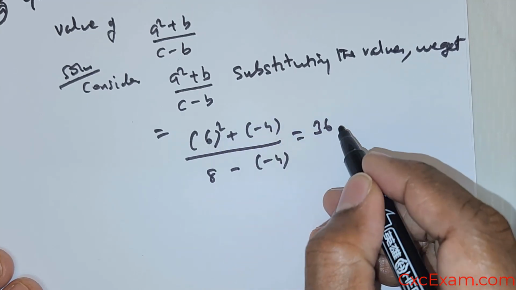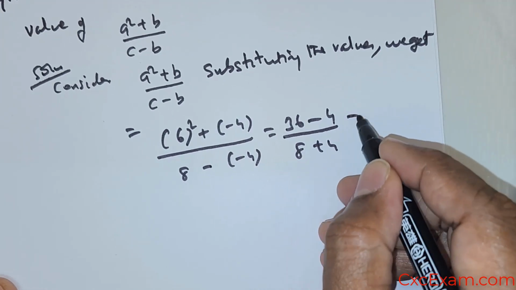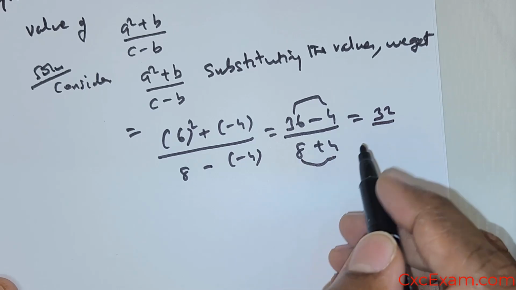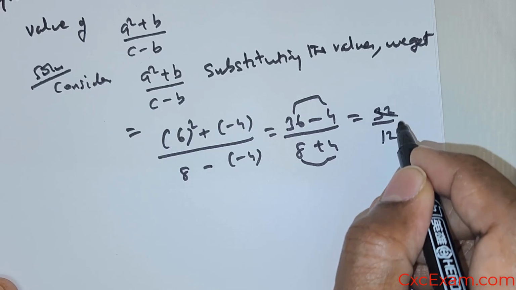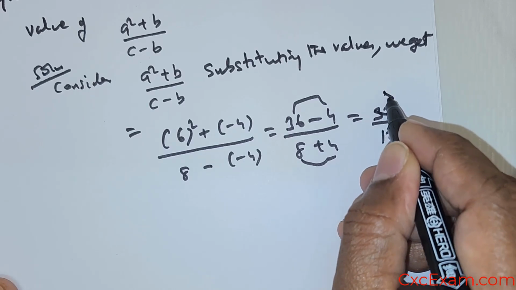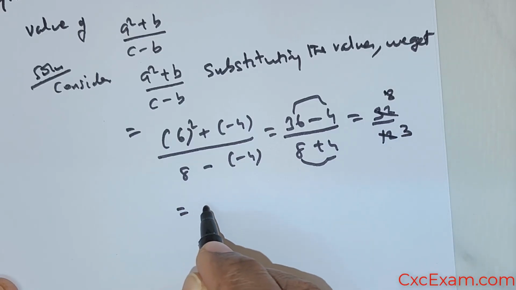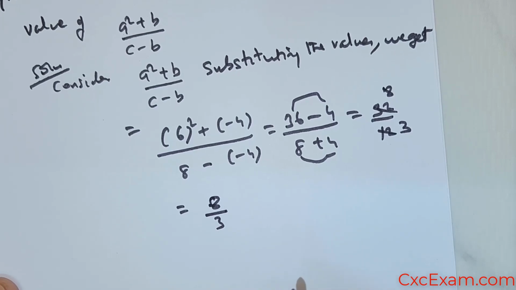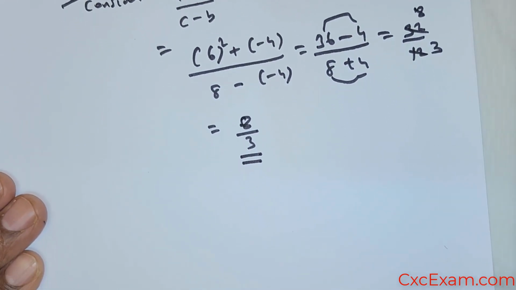This is 36 - 4 over 8, negative positive, that's + 4. 36 - 4 will give you 32, 8 added with 4 will give you 12. Then 4 divides here, 8 times, and 4 divides here 3 times. So you get 8 over 3 as a solution. And that is a good place for us to stop. So this is 2A. Let's move on to the next one.